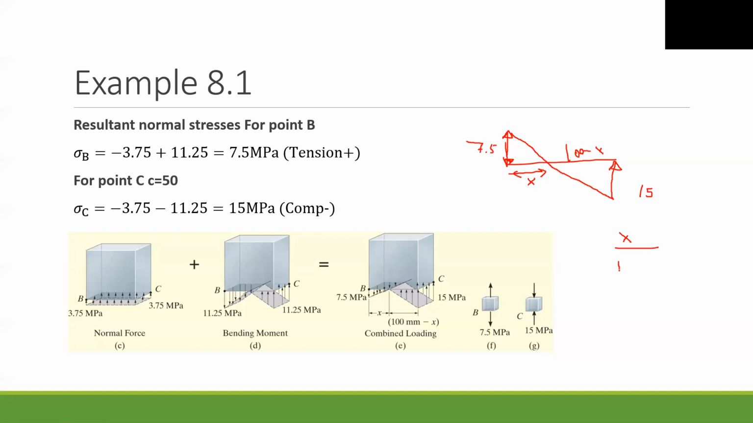x divided by 100 minus x is equal to 7.5 divided by 15. I'm sorry, not 12, 15. So this is equal to 0.5. So x is equal to 33.3, and like this, 33333, it continues like this. It's not complicated, it's very simple.